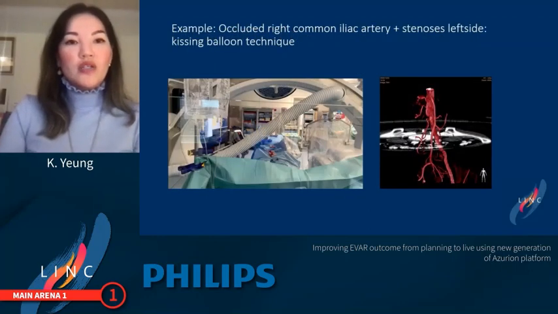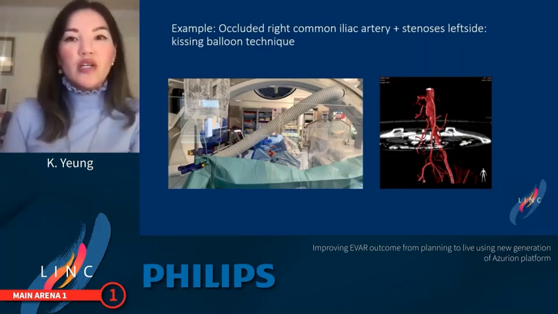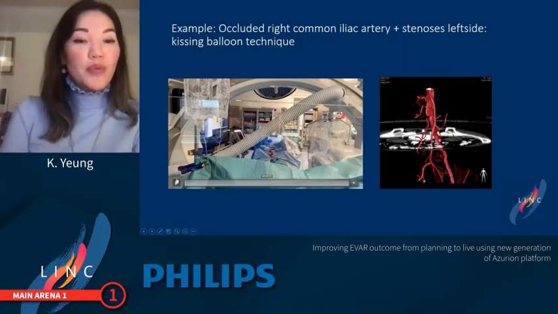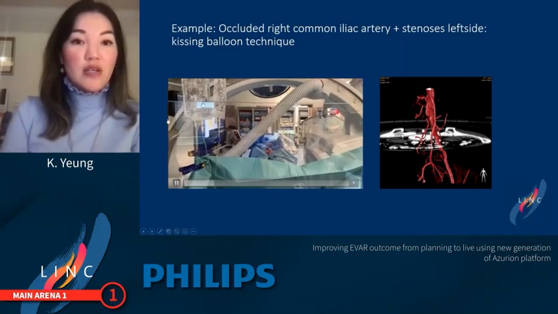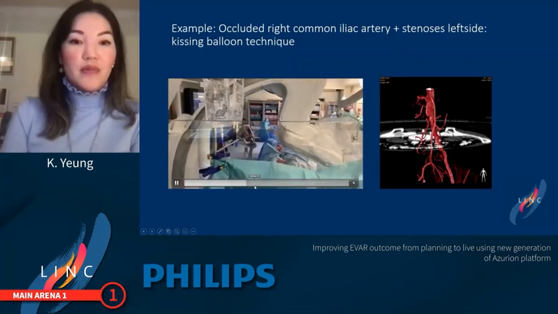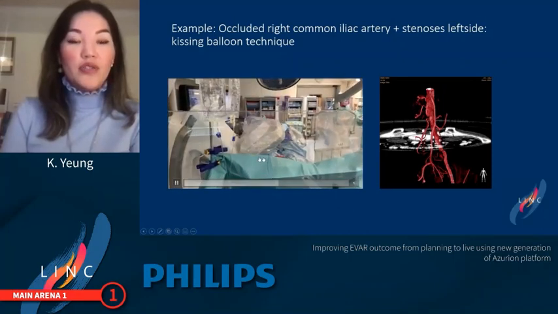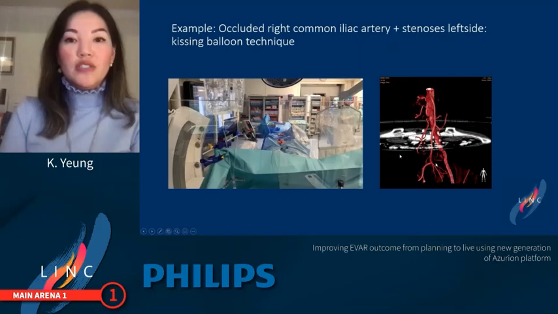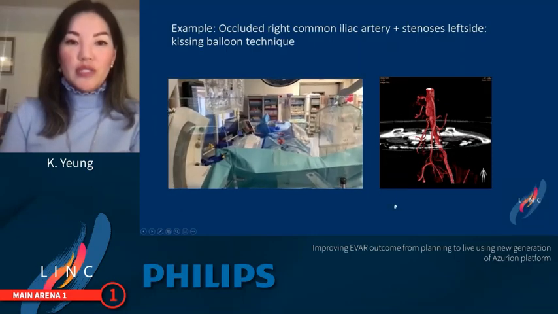So that's what I want to show you here, an example of an occluded right common iliac artery and stenosis on the left side. We performed a pre-operative CT, Smart CT, actually on the table side. And this is the 3D image that you then get.